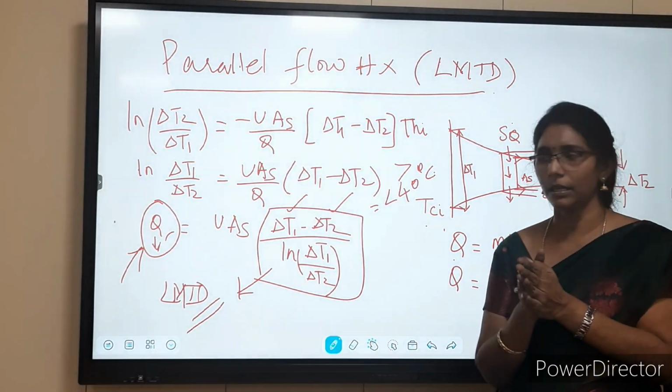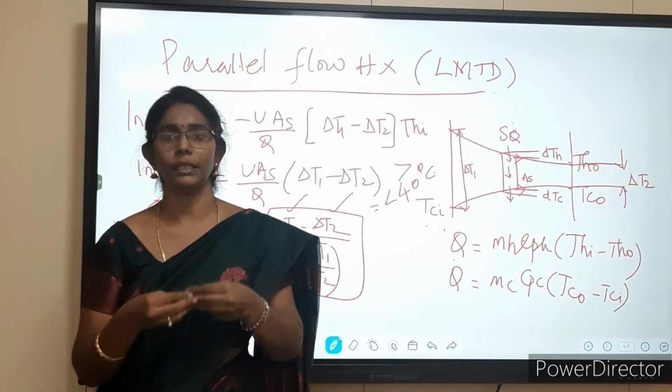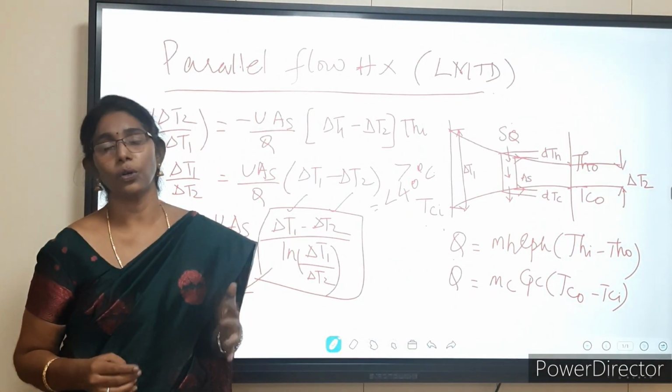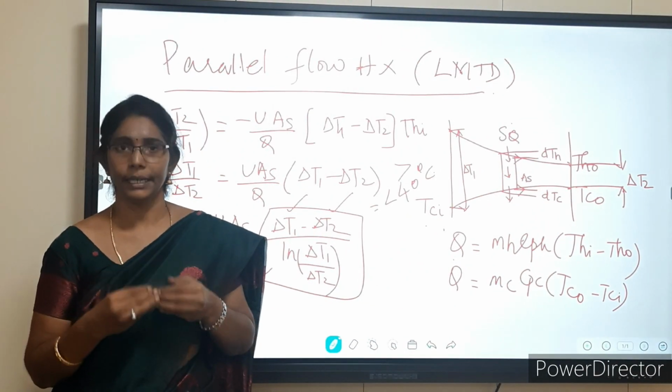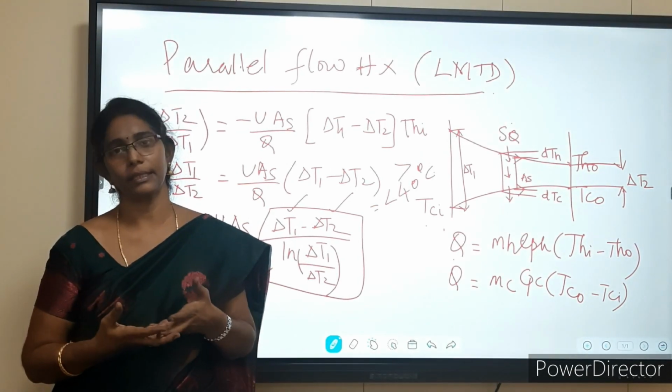This class we have seen for parallel flow. The same can be extended for counter flow. You can just try it. If you have any doubts, please mail me. When we use it for a cross flow or a multi-pass shell type heat exchanger, there is something called a correction factor that has to be included. That we can see in the next class.